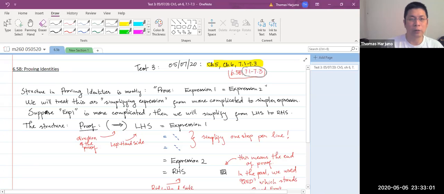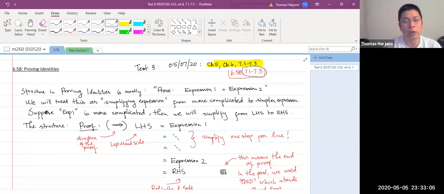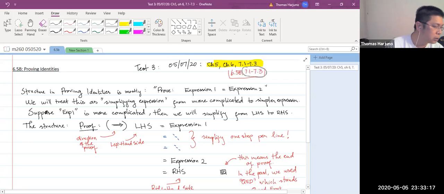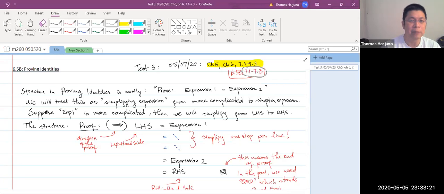Now, those materials, including this 6.5, are material that you have learned in trigonometry. Well, the proving identities especially, more or less we have learned earlier on last Thursday. That's basically simplifying expression. Now, what is proving identity?